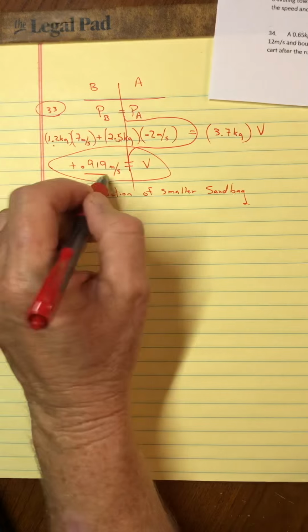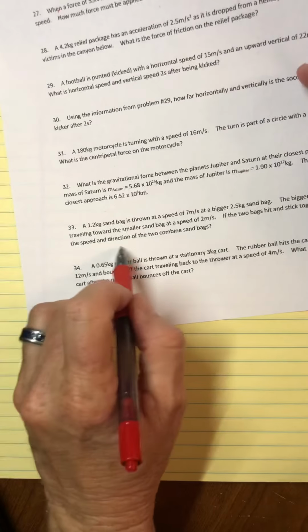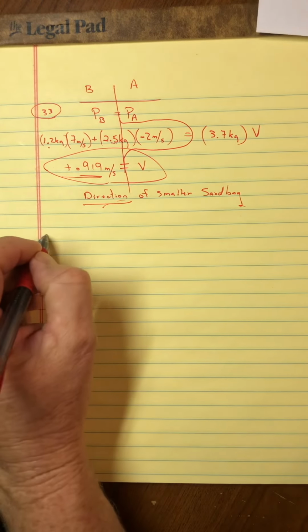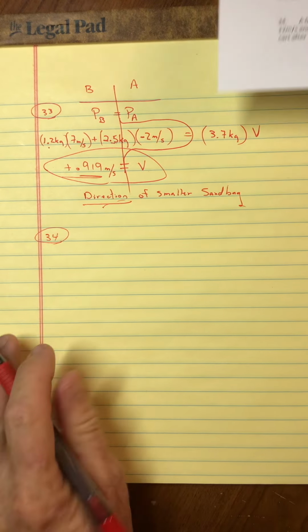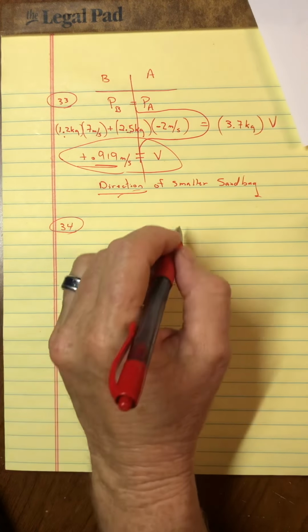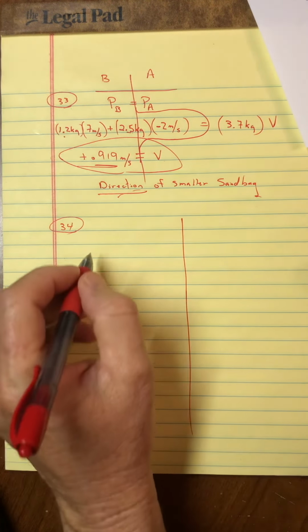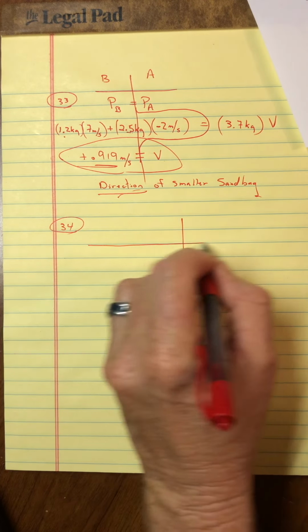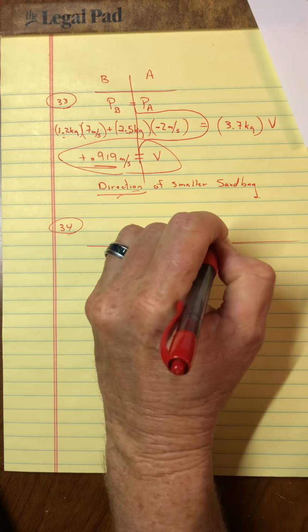Okay, two stick together. What is the speed? There it is. There's the number, 0.919, and the direction. And 34 is the same thing. Let me put my chart more in the middle this time. It didn't give me enough space here in the before and after.